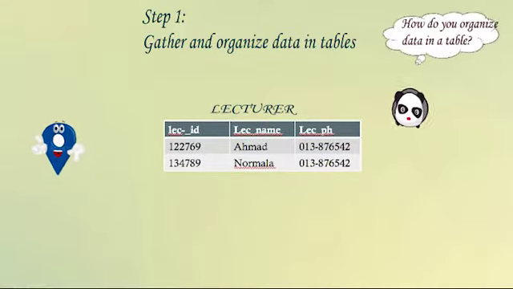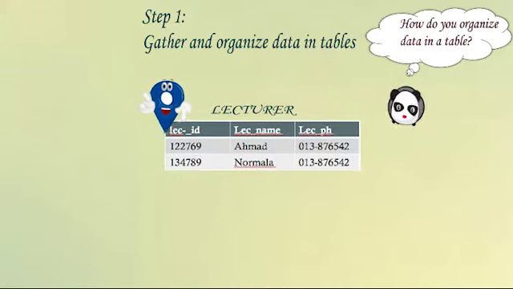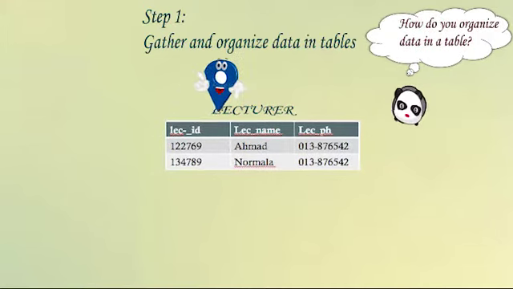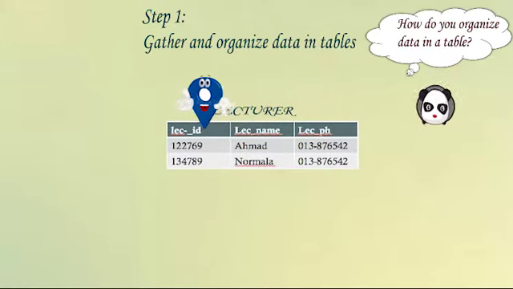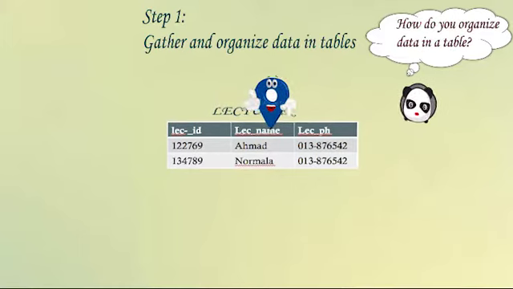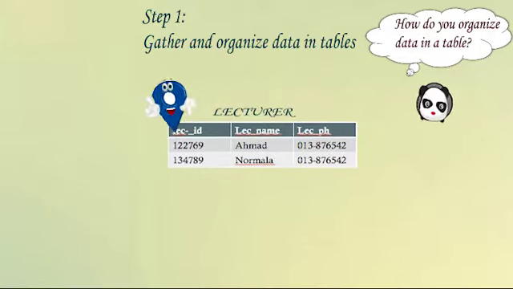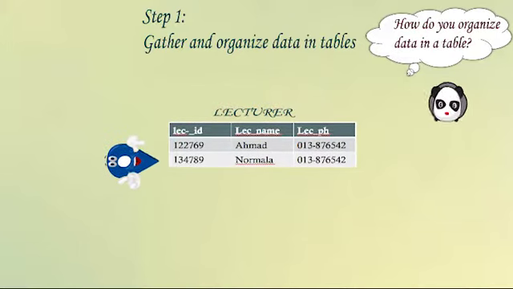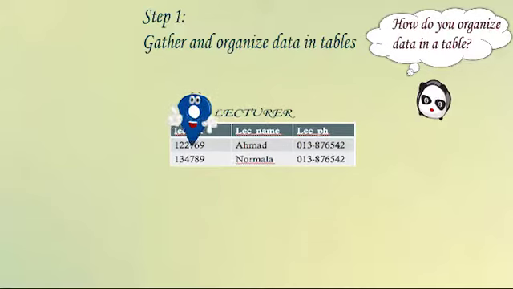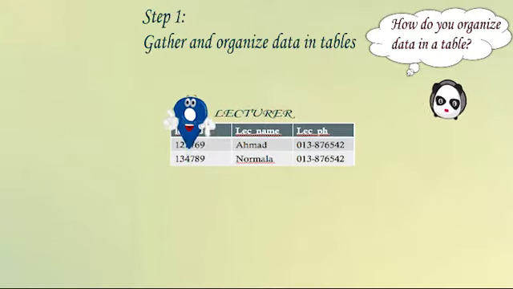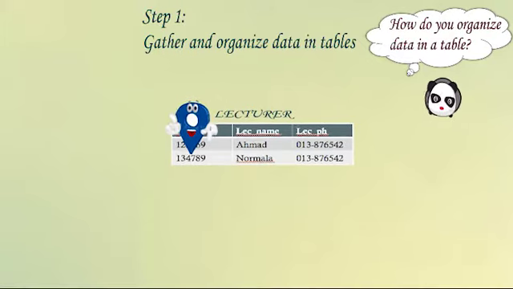So how do you organize data in a table? Okay, first you need to know your table. Each table represents an entity. In this table, lecturer is the entity. These are all the fields for lecturer's table. The fields contain all information about the entity, lecturer. Each row in the table represents a record. A record contains all information on each lecturer. The first column normally is the primary key. A primary key must be unique, because each record is referred to or identified by the primary key.